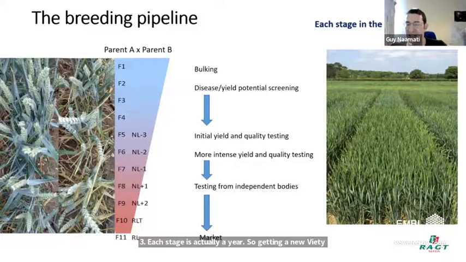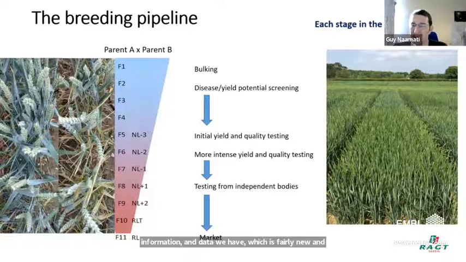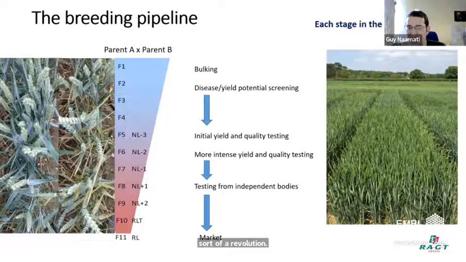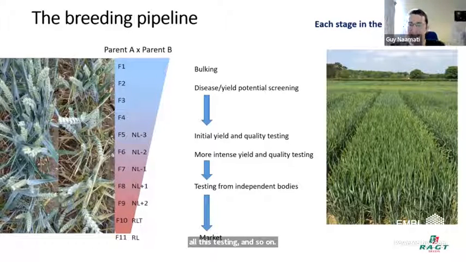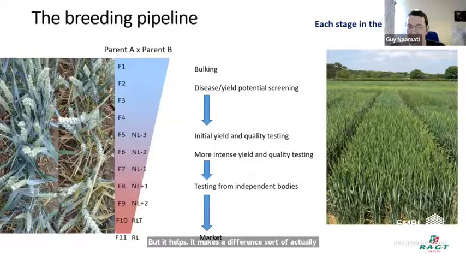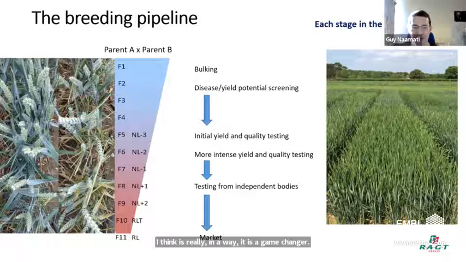And all the genomics information and data we have, which is fairly new and a real revolution, is not a magic bullet. You still have to go to the field, you still have to do all this testing and so on. But it helps. It makes a difference. Being able to look at the actual genome and actually look at the gene is, in a way, a game changer. It's not a magic bullet, but it does change the field. So it's really useful to have this, and as more and more genomes are being sequenced, I think that's something that can really help us.